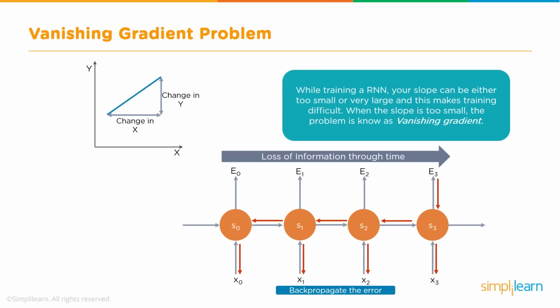And then, of course, besides one-to-one, many-to-one, and one-to-many, there's many-to-many networks, which take in a sequence of inputs and generate a sequence of outputs. Example, machine translation.